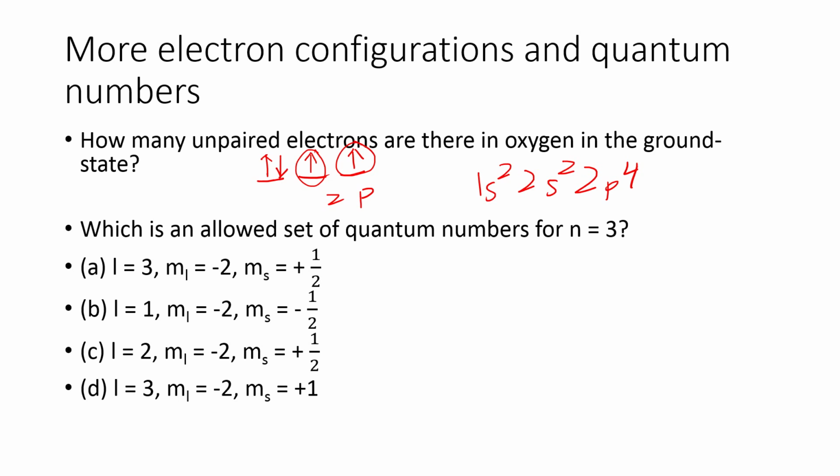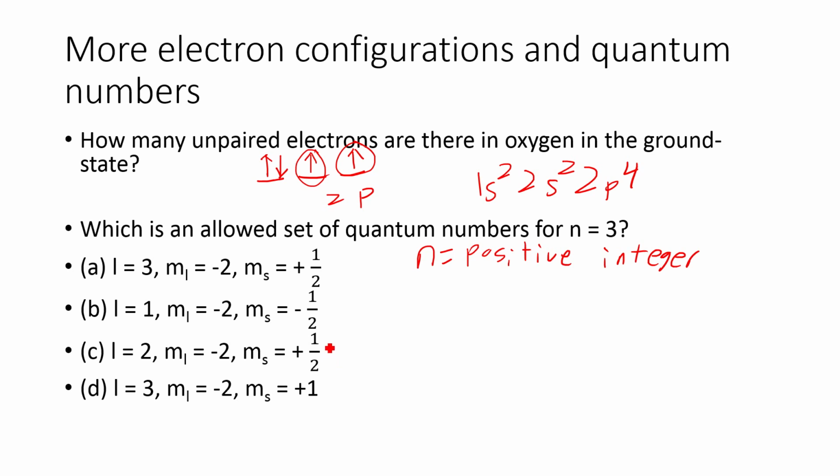So let's go through all our rules. First, we know that n has to be equal to a positive integer. So we're okay for this one, but n can't be 0, right? There's no 0 orbital, and n can't be negative. So any option in any problem that said something like n equals -1 would be incorrect.